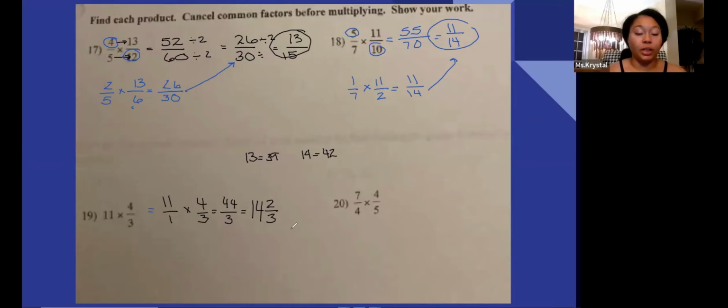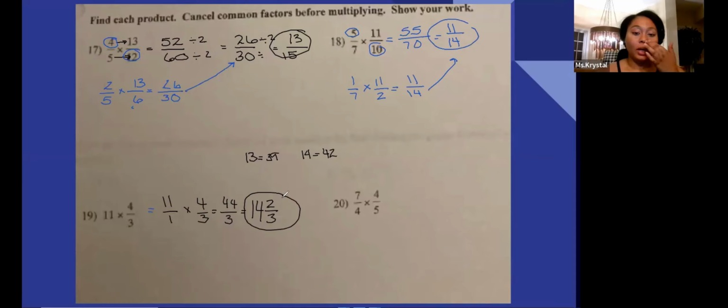Okie dokie. That one does not simplify anymore. 2/3 is as simple as we can get because there's not one number that goes into both 2 and 3, other than 1. All right, number 20. Last one on this page, and then we'll move to another section.